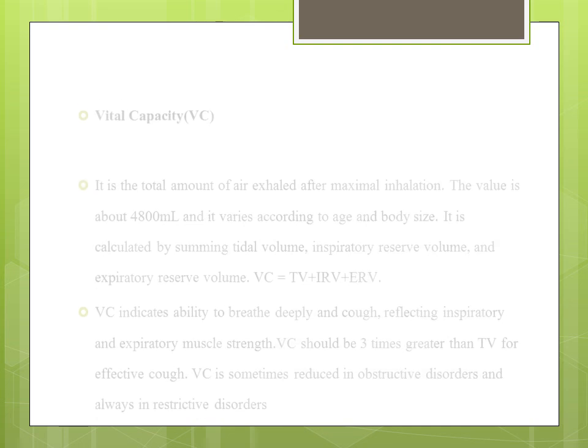So moving on to the vital capacity, VC, it is the total amount of air exhaled after maximal inhalation. The value is about 4800 ml and it varies according to the age and the body size. Vital capacity is calculated by summing the tidal volume, inspiratory reserve volume and expiratory reserve volume, that is VC equals TV plus IRV plus ERV.